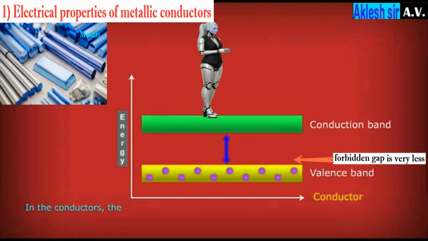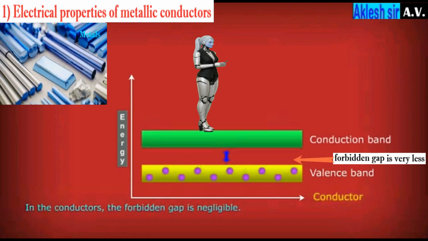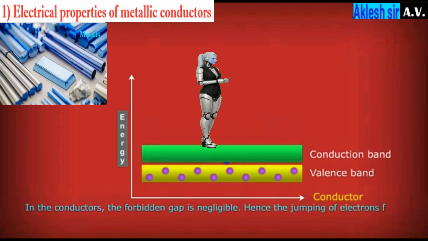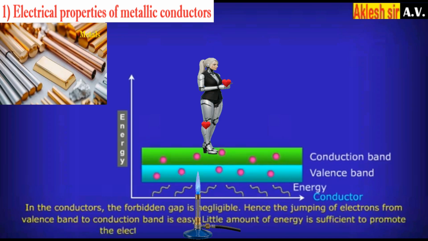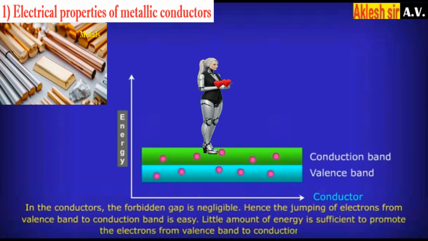In the conductors, the forbidden gap is negligible. Hence the jumping of electrons from the valence band to the conduction band is easy. A little amount of energy is sufficient to promote the electrons from the valence band to the conduction band. Let's study about the metals.